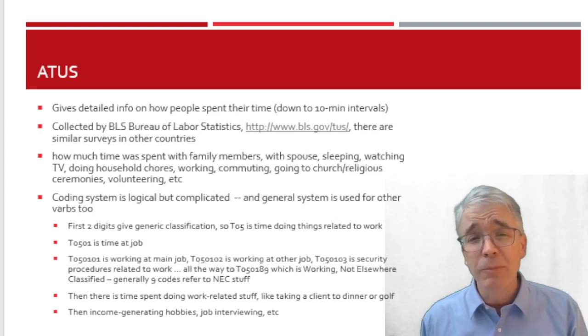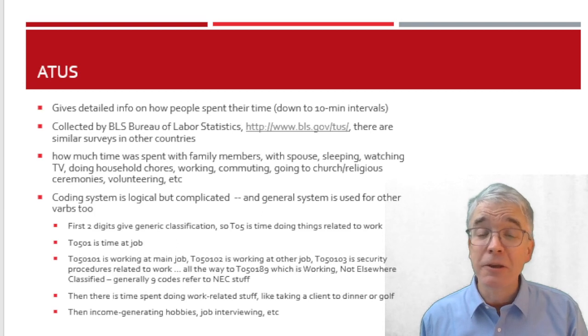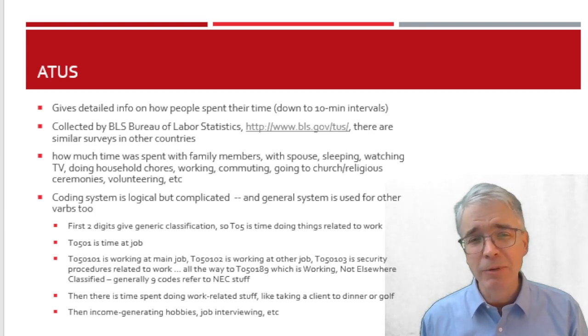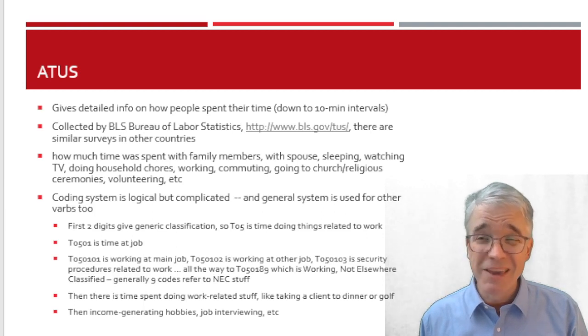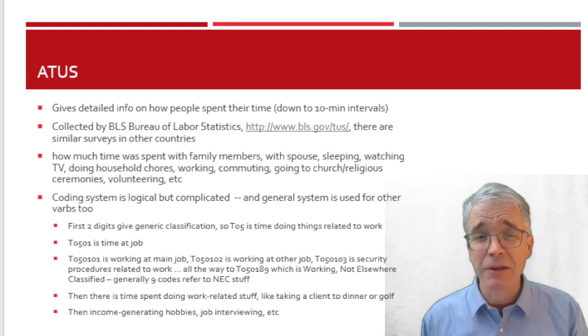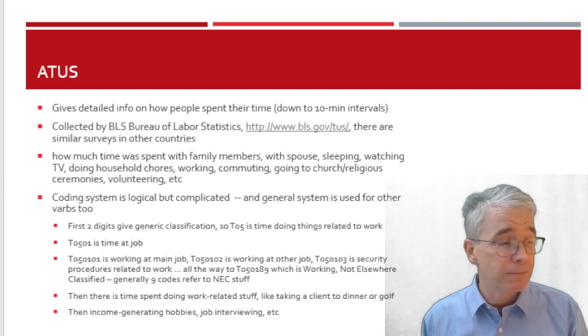Additional codes report time spent doing work-related stuff, like if you have to take a client to dinner or go golfing with a client. Then it goes to income-generating hobbies, which are not exactly a job, but maybe some money coming in. It's job-ish. There's time spent doing interviews for a job, looking for work. Those are exhaustively classified. You can read the code book.